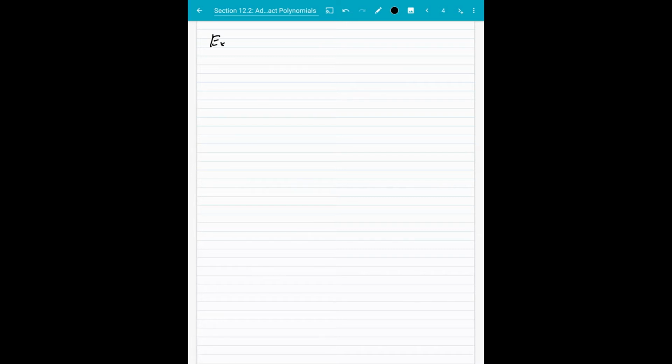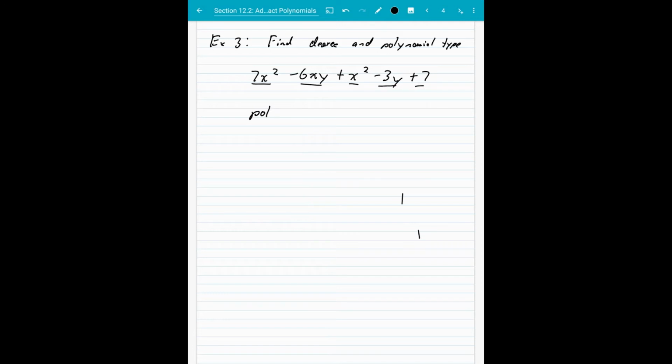Let's look at example 3, and we're going to do the same thing. Find degree and polynomial type. This one is 7x squared minus 6xy plus x squared minus 3y plus 7. Well, we already see more than 3 terms, so this would be a polynomial.